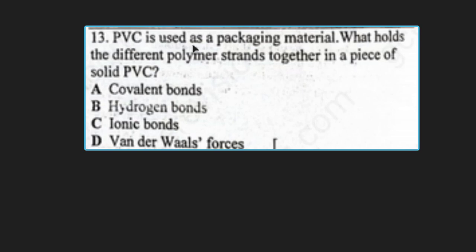Question 13. PVC is used as a packaging material. What holds the different polymer strands together in a piece of solid PVC? PVC means polyvinyl chloride. So it's a polymer of vinyl chloride, where the chlorine atoms are larger and rarely come together. So predominantly we have van der Waals forces that hold the different strands together. So D is our best response to this. Van der Waals forces are involved.